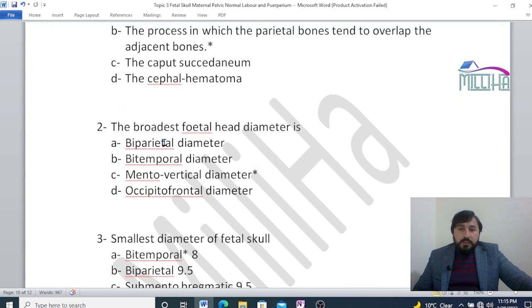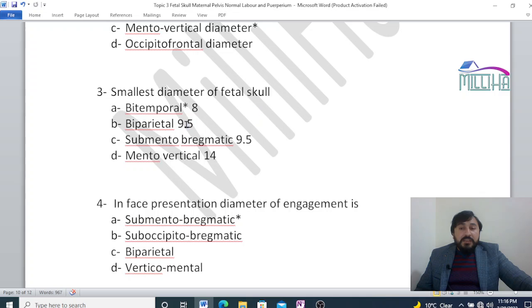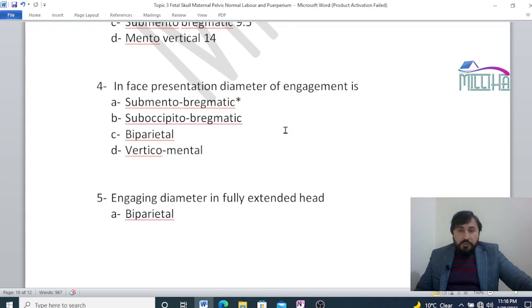Now, next question: the broadest fetal head diameter is, as I just explained, mento-vertical. From here to here, the mento-vertical diameter is the largest. With the mento-vertical diameter, vaginal delivery is not possible. The smallest diameter of the fetal skull here is bitemporal. If there had been bimastoid, we would have mentioned it, but there is no bimastoid here, so we will choose bitemporal. Next question, you can take screenshots of these questions and practice for yourself later on.